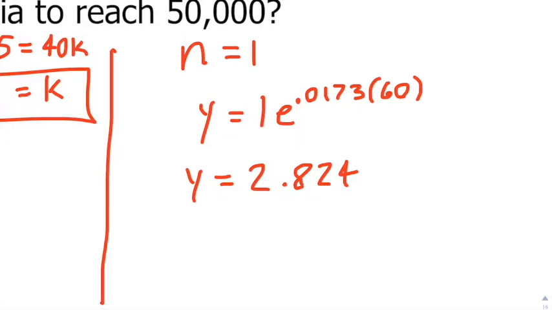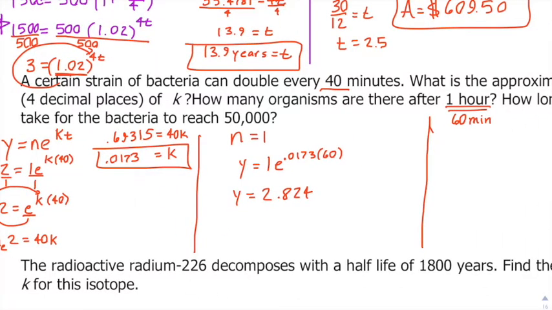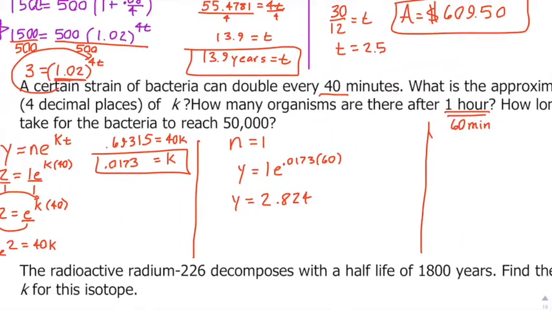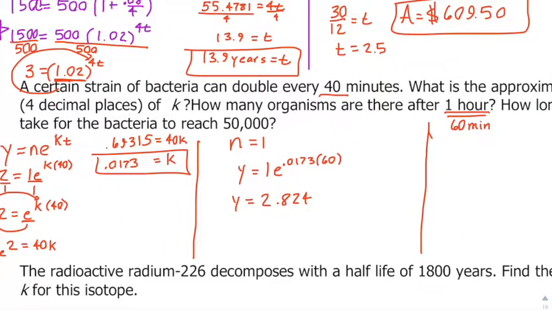Usually you would start with more than 1. Sometimes maybe 100 is a better number to start with. But yeah, they left out that detail here in the notes. So anyways, how long will it take for the bacteria to reach 50,000?